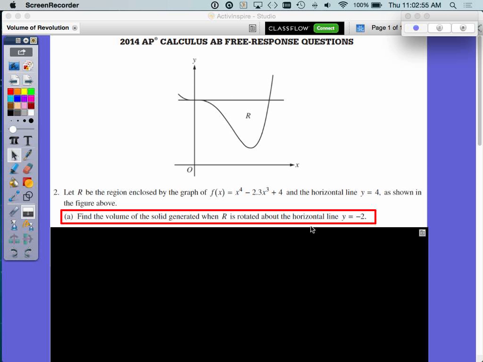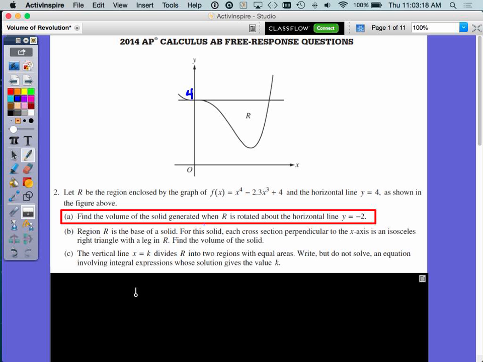Well, if we look at this function, we can see that this is going to have a y-intercept of 4. And so we know that this height up here is 4. And so we know that when we revolve around the line y equals negative 2, that's going to be down here someplace. And so this graph is going to extend way down the page. So the first thing we need to do is get the graph of this.